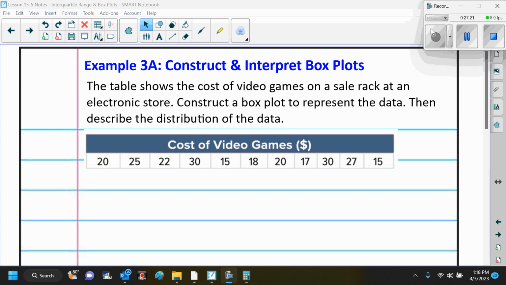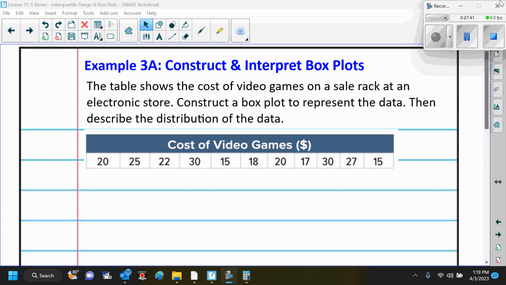So for example 3A and B, we are going to construct and interpret the box plots. The table shows the cost of video games on a sale rack at an electronics store. Construct a box plot to represent the data, then describe the distribution of the data.